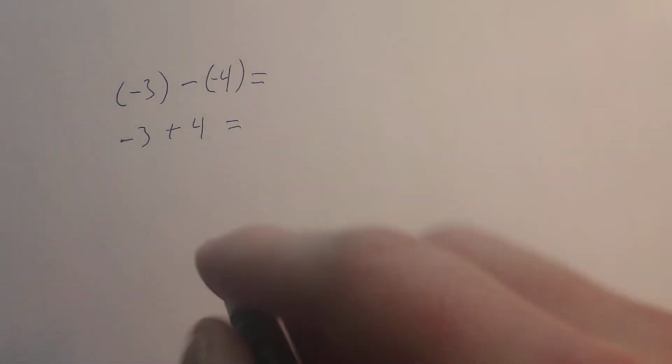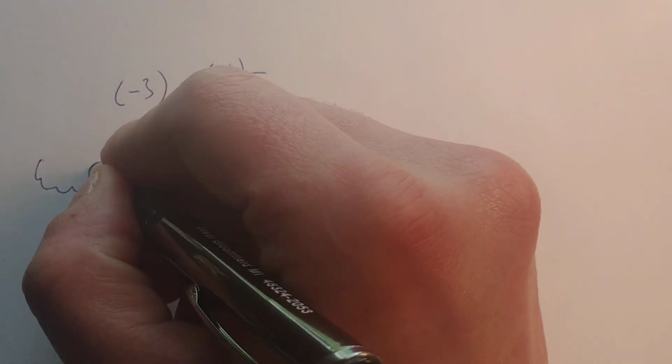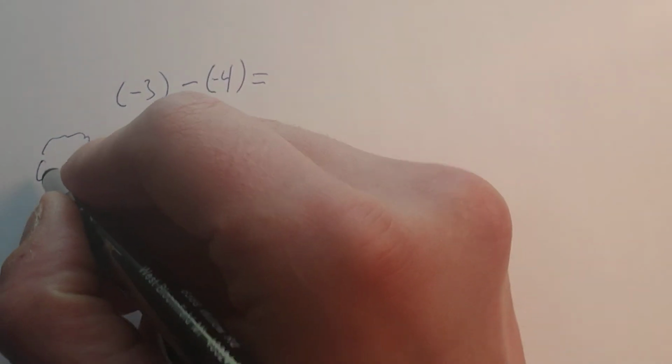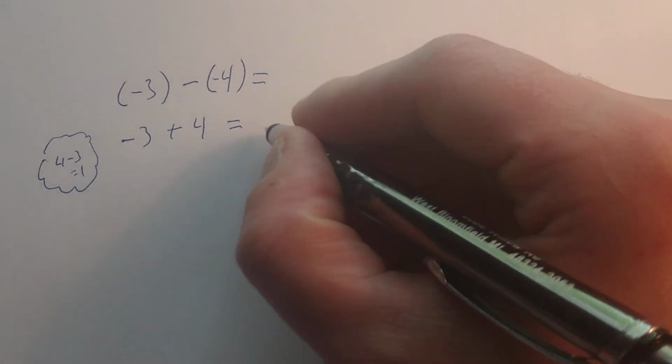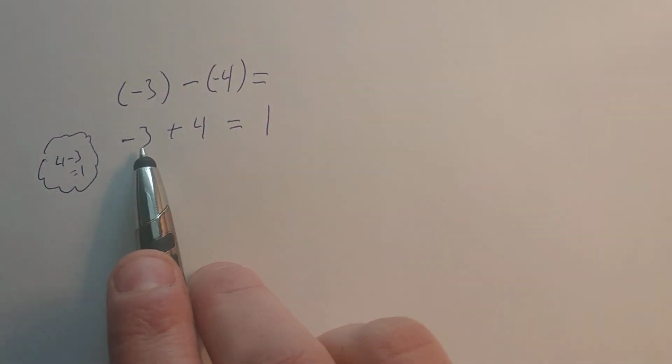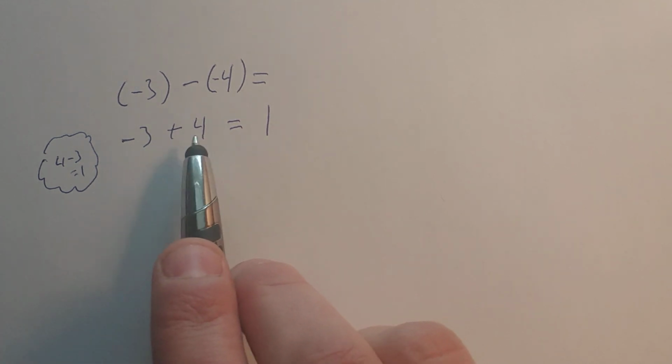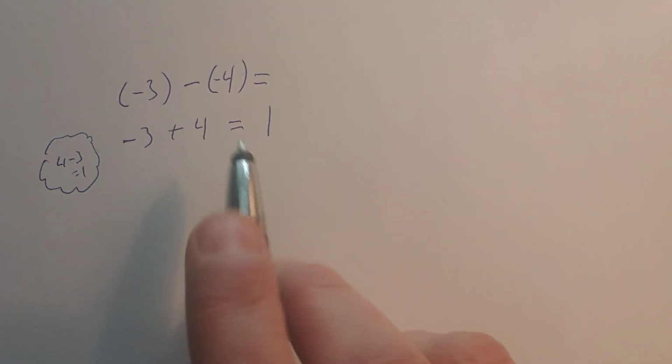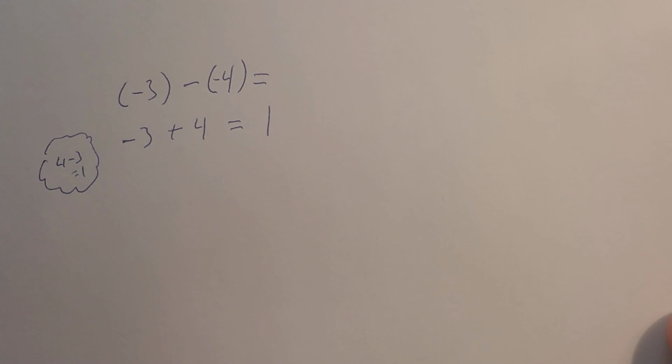So we have to think of that as 4 minus 3, and that equals 1. So we know this is 1, and then you have to take the sign of the larger. So which is bigger, 3 or 4? Well, we know 4 is bigger, so we're going to take a positive. So we know the solution to that's +1.